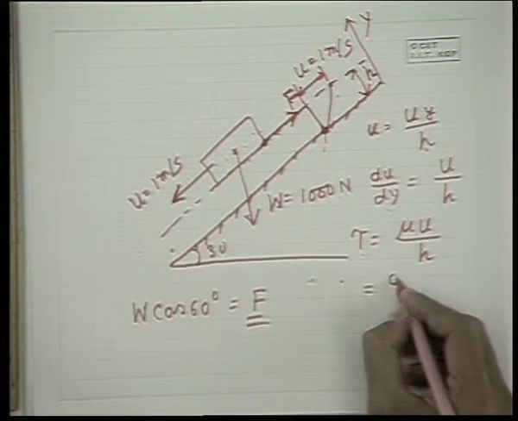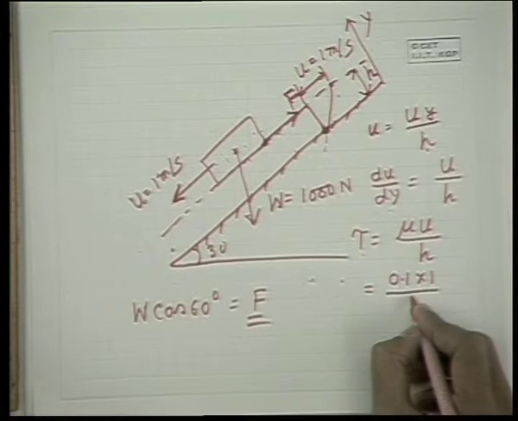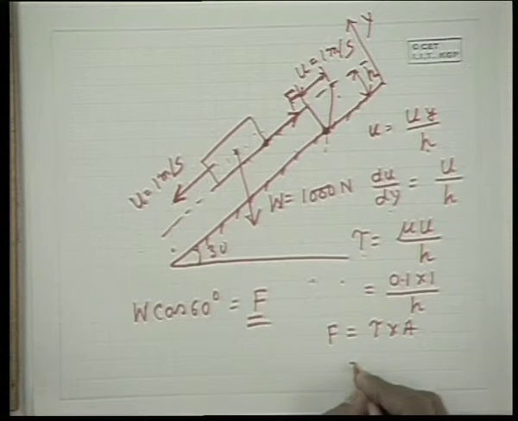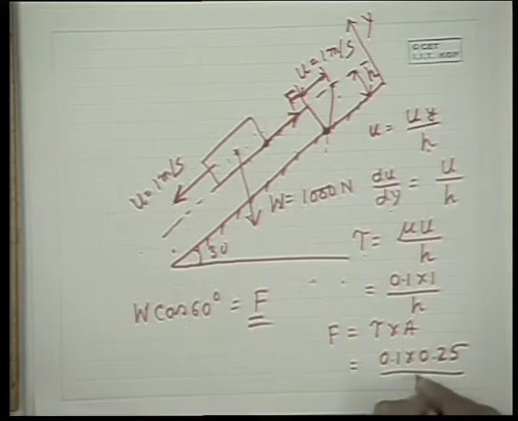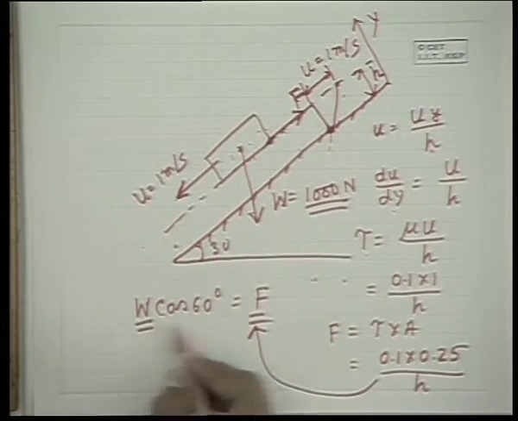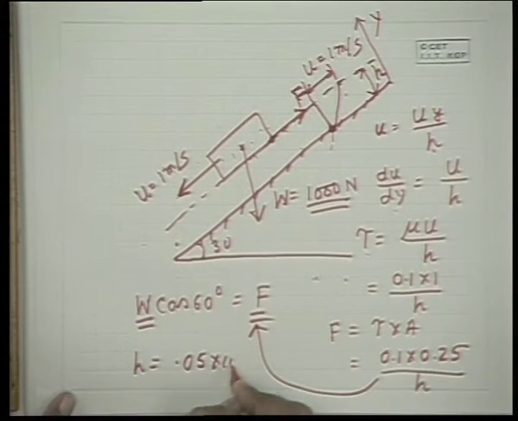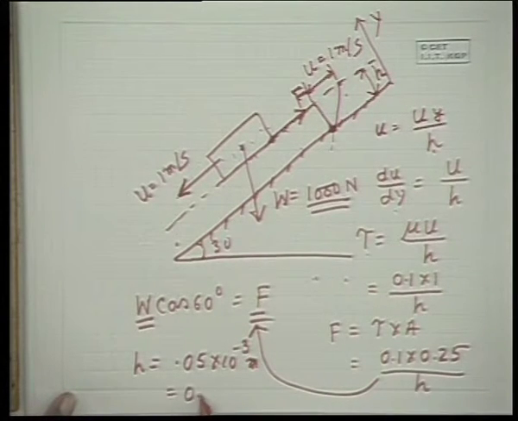Now you write the values: mu is 0.1 kg per meter second, U is 1 meter per second, and h. So F will be tau into contact area, that means F is equal to 0.1 into 0.25 divided by h. If you put this value of F and the value of W as 1000 newtons and cos 60 as half, you get the value of h as 0.05 into 10 to the power minus 3 meter. All are in MKS units, so h is equal to 0.05 millimeter. Alright, very simple problem, school level problem.